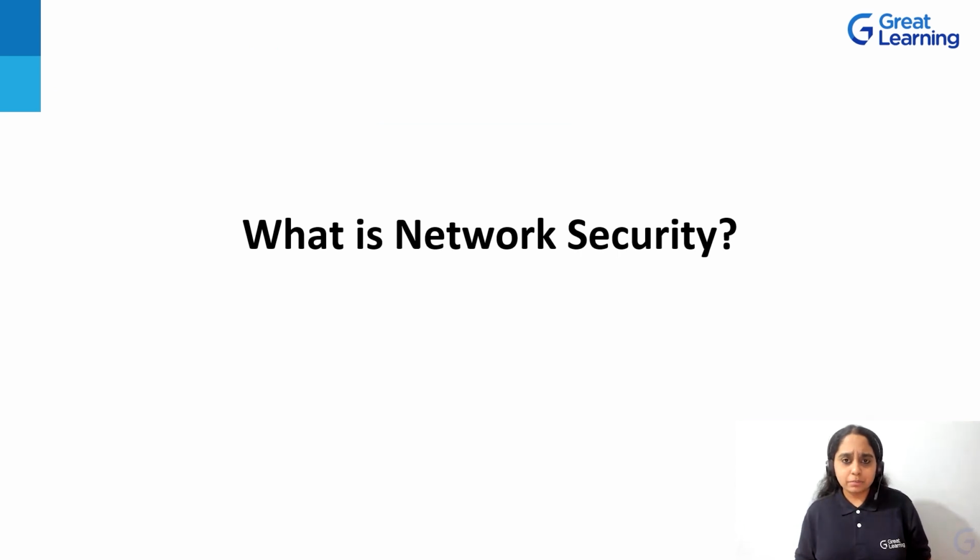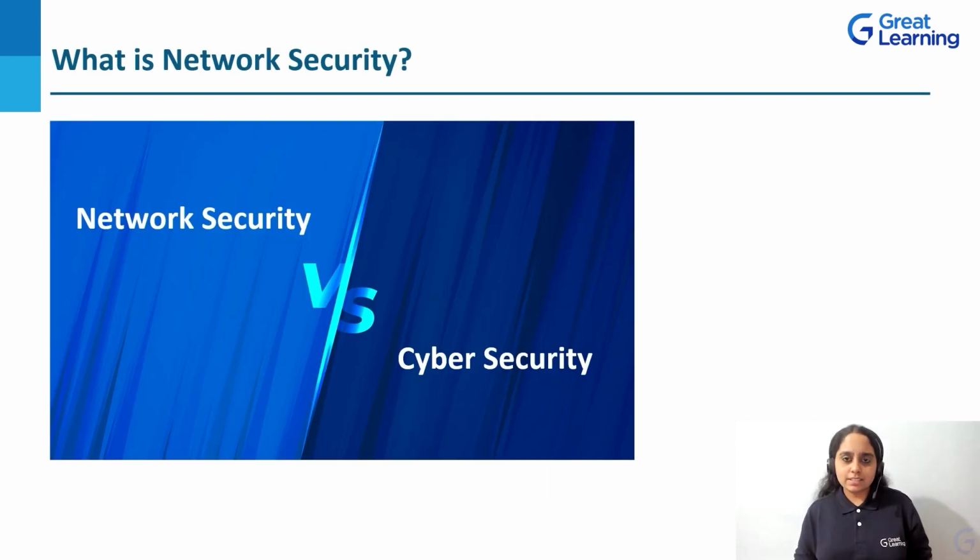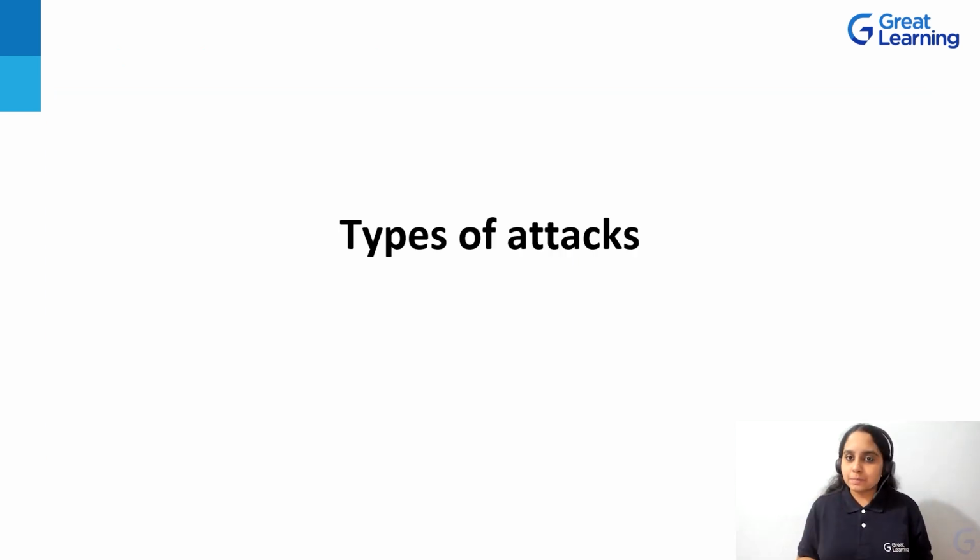I hope all of you will be able to tell what network security is now. Network security is the process of taking precautionary measures to protect devices from unauthorized access, modification, or destruction. Later on, we discussed a few major differences between network security and cybersecurity. Next, we discussed two types of attacks, that is active attack and passive attack.